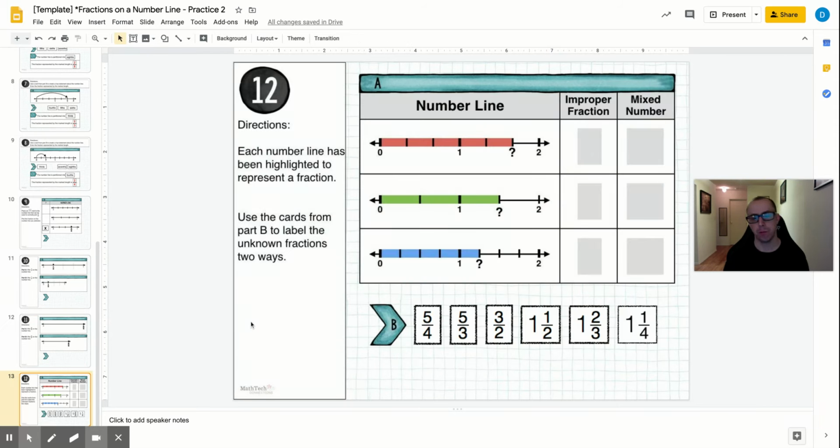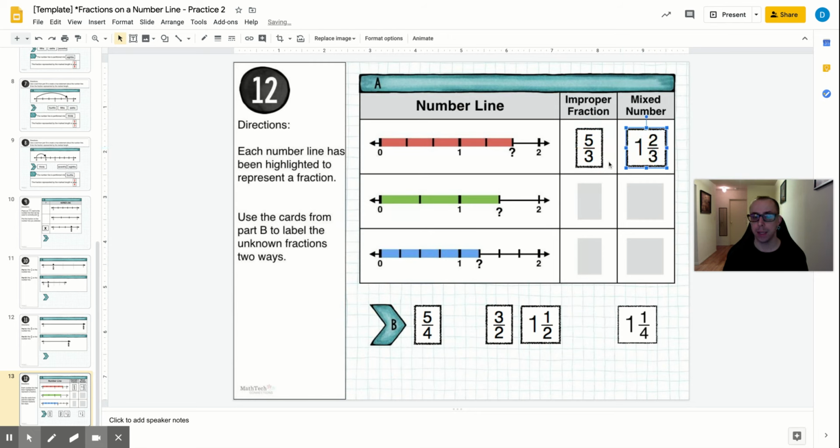And finally, again, count between 0 and 1. 0 and 1. Here is 1 on all of them. 1, 2, 3. So it's thirds. And this is 4, 5 thirds. So it's thirds because 1, 2, 3, 1, 2, 3. And this is 5 thirds because 1, 2, 3, 4, 5. It's also 1 and 2 thirds as a mixed number.